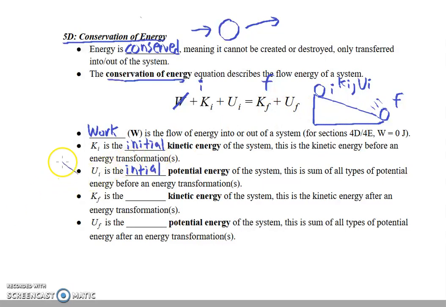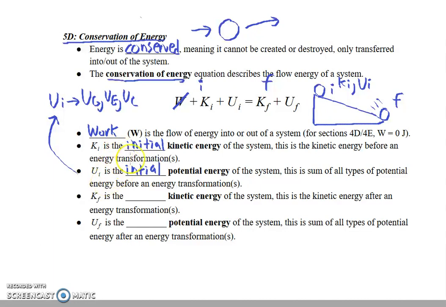And this is something that's important. There's only really one type of kinetic energy. There's multiple types of potential. There could be Ug for gravitational, or Ue for elastic, or Uc for chemical. There are many different types of potential energy, and Ui is basically including all of those. So if you had multiple, you would just add them up, and that would count as your Ui.